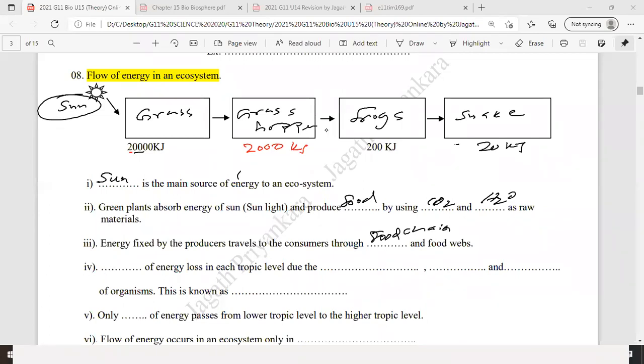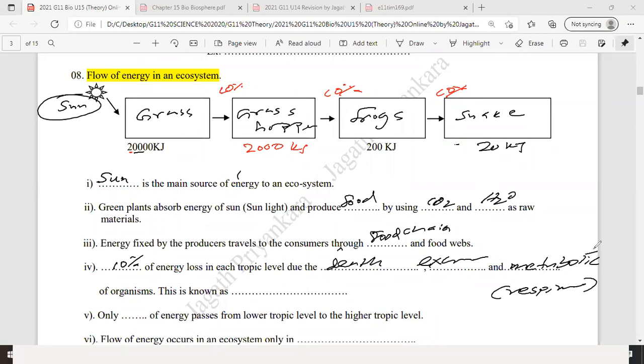And next one, what is the percentage of energy lost in each trophic level? 10% of energy is lost in each trophic level. We call it energy dissipation here. That is called what? Energy dissipation. That is 10% of the energy from the previous trophic level lost. In each trophic level, 10% is lost, a fixed value, due to what? Death, due to excretion, due to metabolic activities, respiration, like that. Respiration uses glucose, so that is metabolic activity. So you can write here respiration within bracket. Respiration, excretion, death. So that energy is not available.